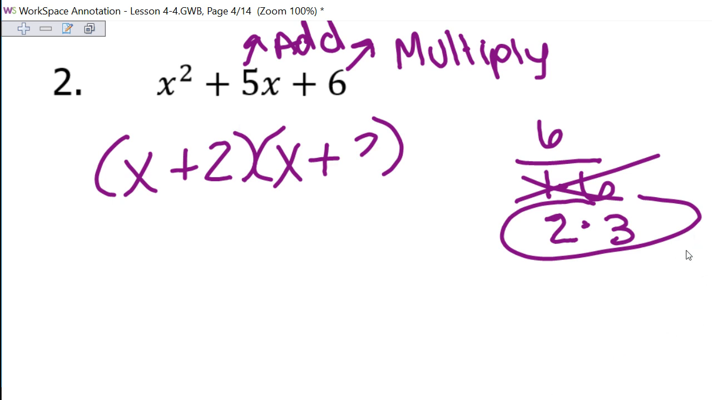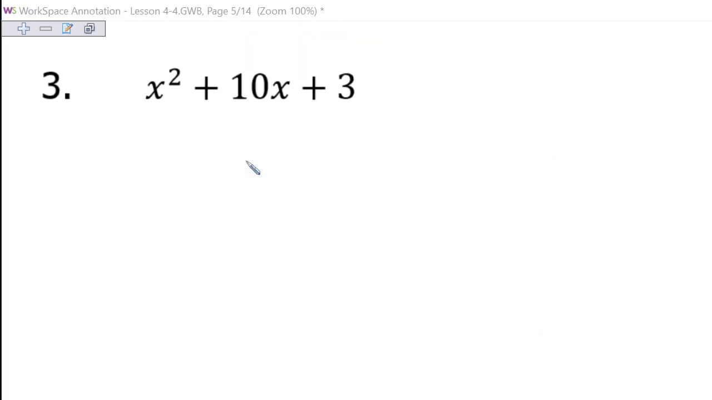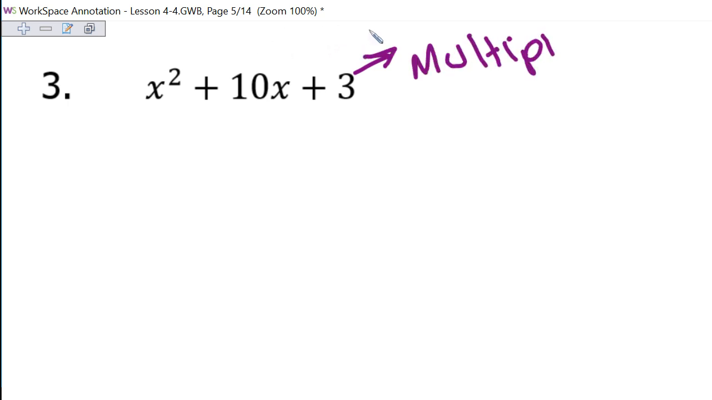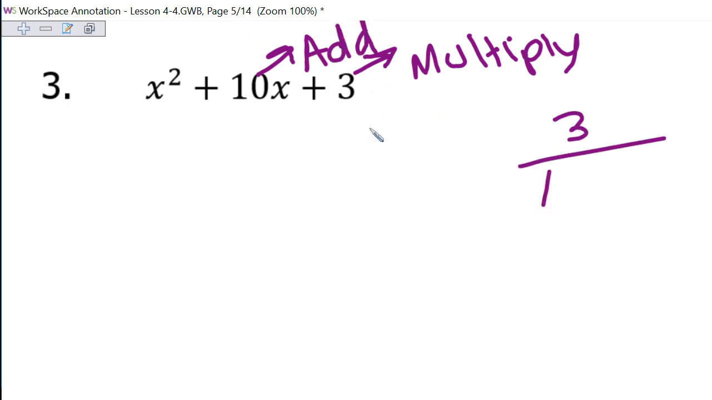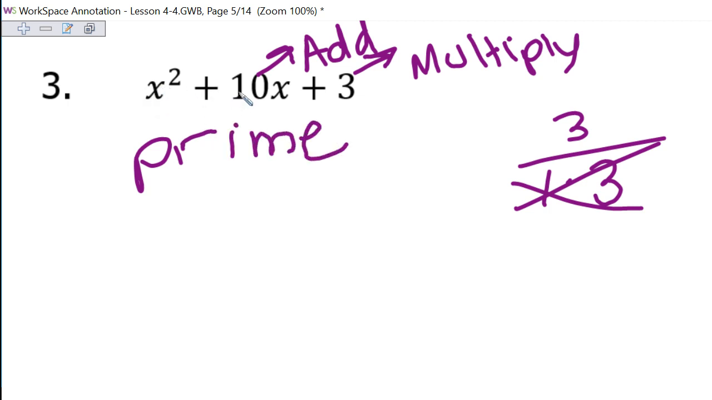Next one, number 3. We want to find two numbers that multiply to 3 and add to give us 10. What are the only factors of 3? 1 and 3. Do those add up to 10? No. So there's not a pair. So what would the answer be? Prime. So there's not a pair that multiplies to 3 and adds to 10.